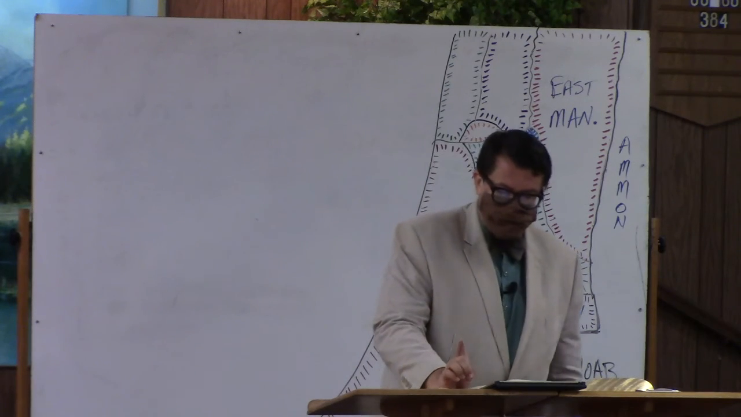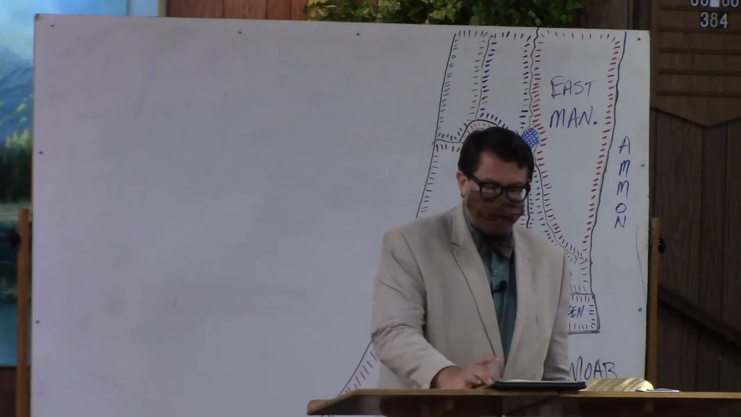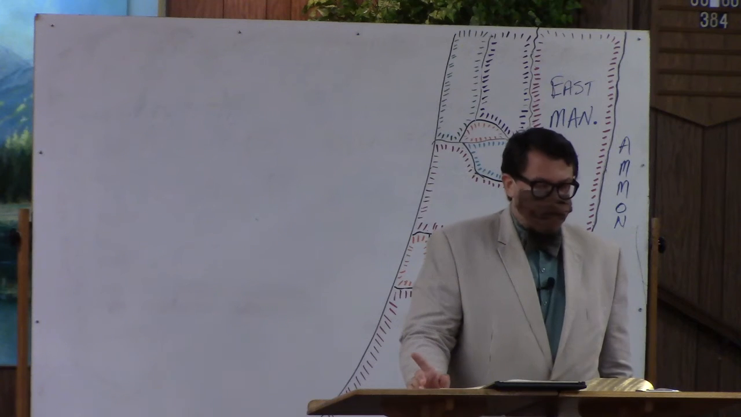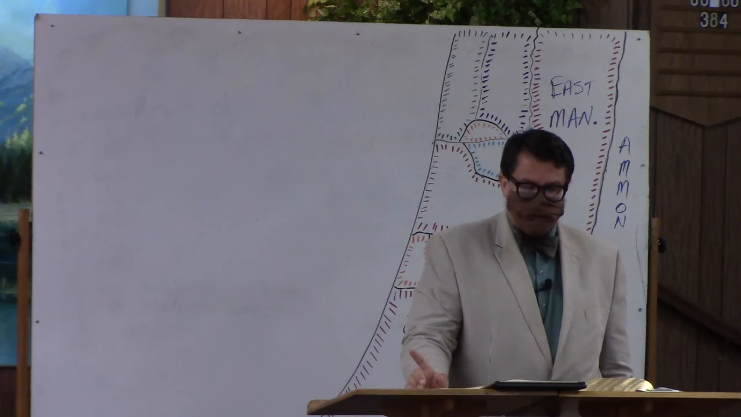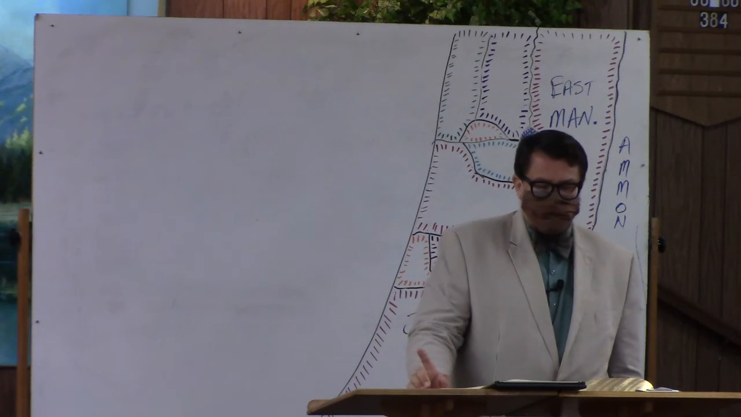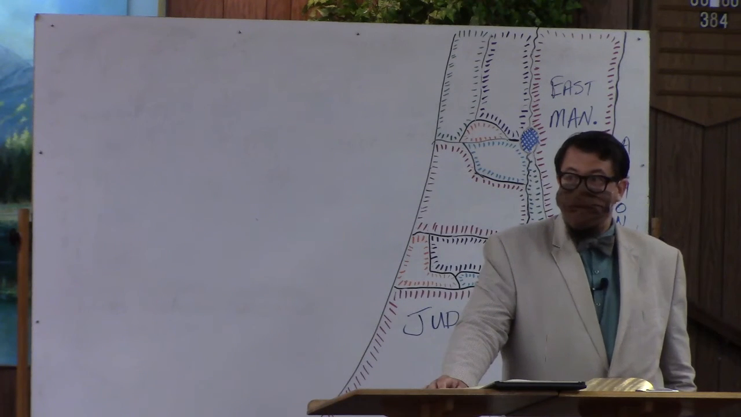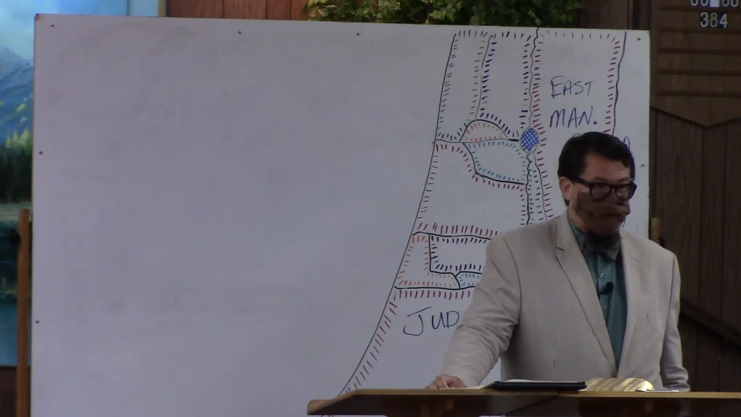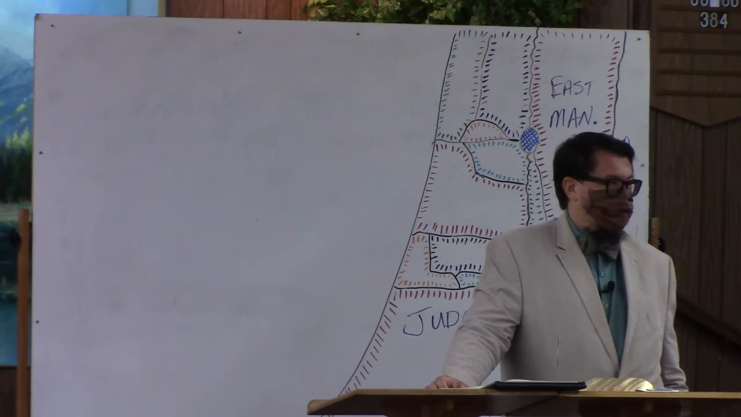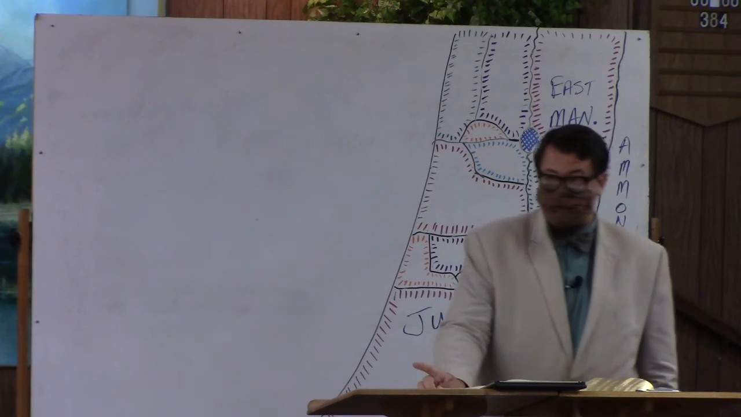Ekron, Ashdod, and Gaza. Those should sound familiar to us because they've been named already in the book. Does anyone remember what's special about these cities? Ekron, Ashdod, and Gaza. I'll give you a hint. There are some other cities that are associated with them, the most famous of which is Gath. So what's special about those cities? Yes, those are cities of the Philistines.